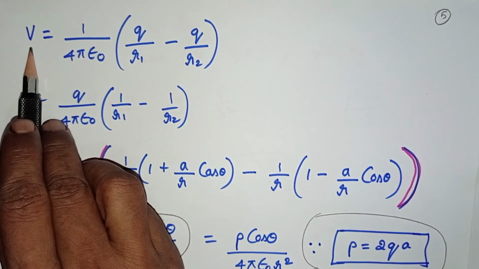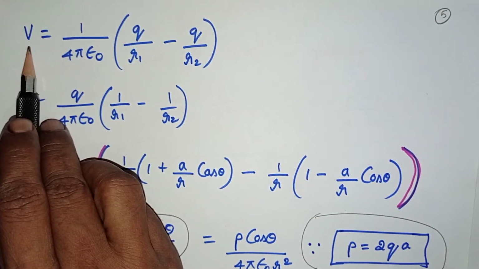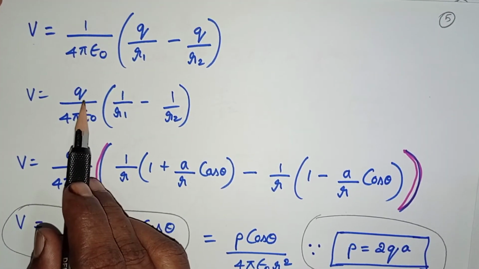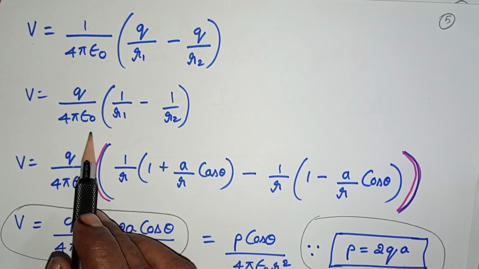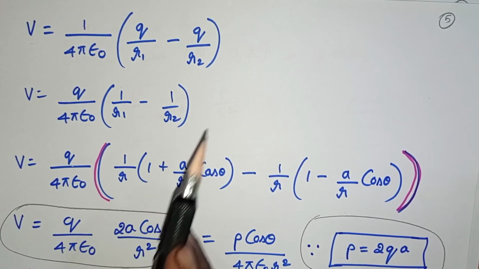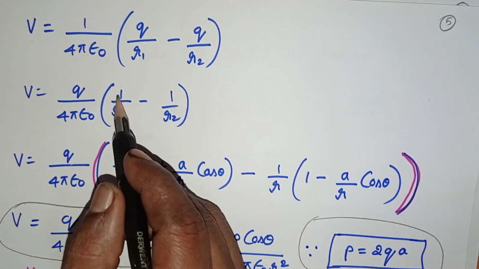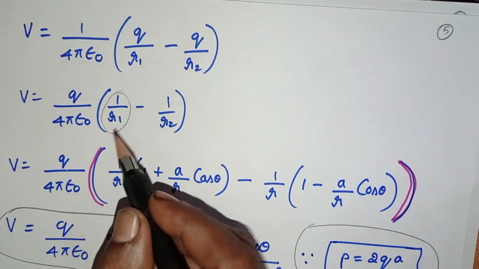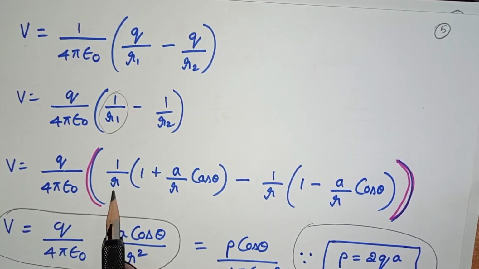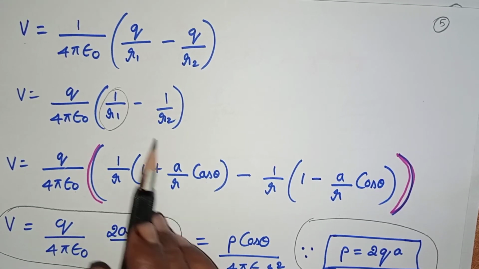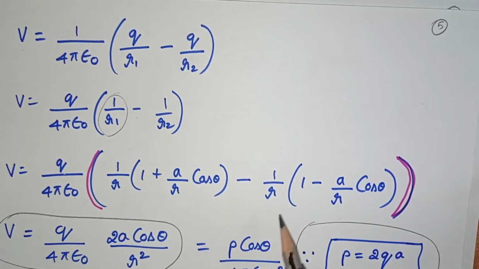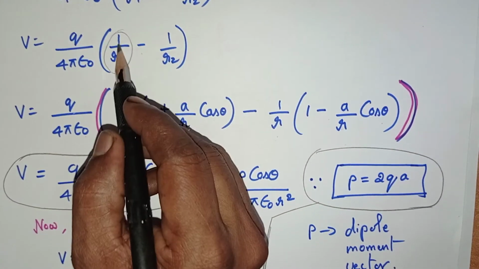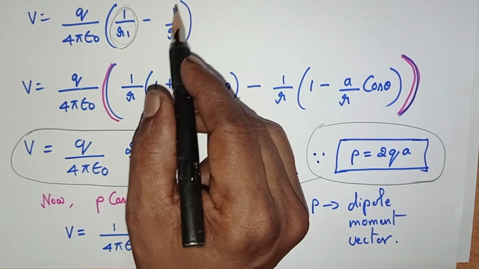Now we have the total potential at the distant point P as 1 by 4 pi epsilon naught, q by r1 minus q by r2. So q is taken as a common term: q by 4 pi epsilon naught, 1 by r1 minus 1 by r2. Just now we got the 1 by r1 value, which is 1 by r into 1 plus a by r cos theta, minus 1 by r2, which we derived as 1 by r into 1 minus a by r cos theta. That means we are substituting the values of 1 by r1 and 1 by r2.